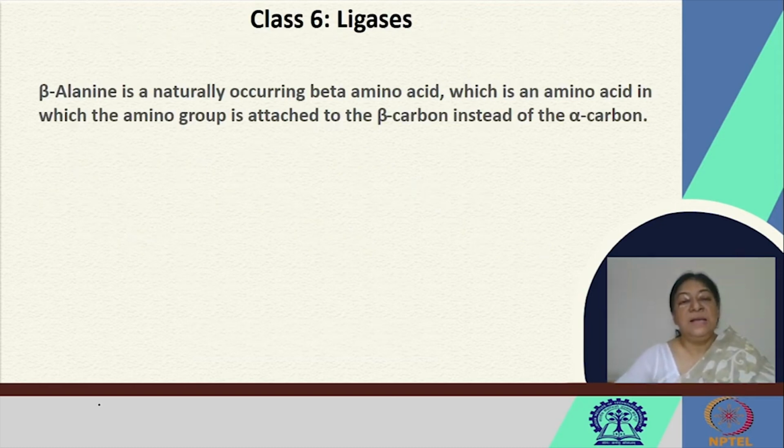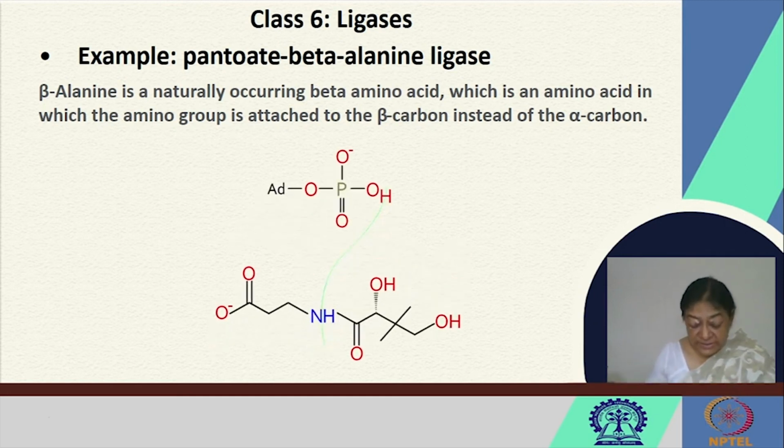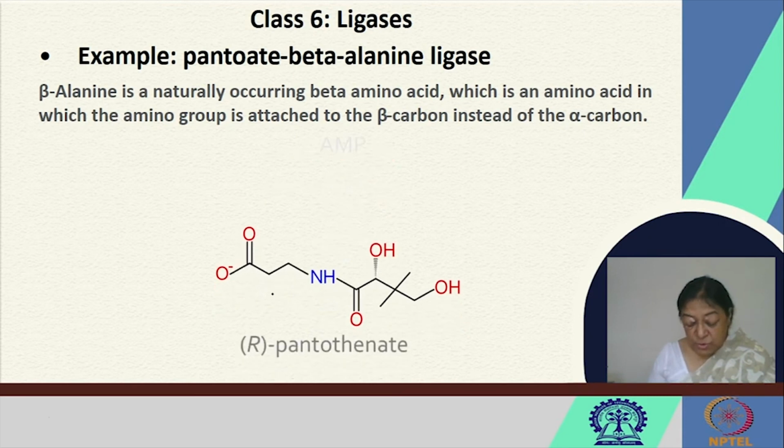In our last class of enzymes, the ligases, we will be looking at a specific example of pantoate beta-alanine ligase. As the name implies, this is the connection between pantoate and beta-alanine. Beta-alanine is a naturally occurring beta amino acid, which is an amino acid in which the amine group, instead of being attached to the alpha carbon, is now attached to the beta carbon.